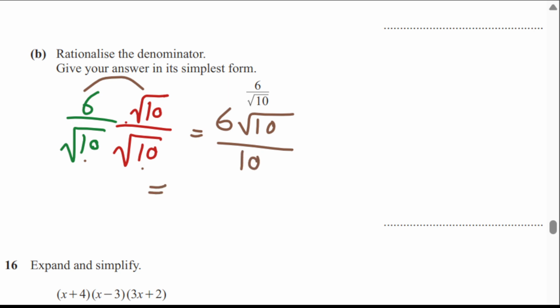And then we can reduce 6 and 10 can be divided by 2, right? 6 divided by 2 is 3. 10 divided by 2 is 5. And we can't do anything to root 10, so let's just let it rest. And that's the 4 marks.